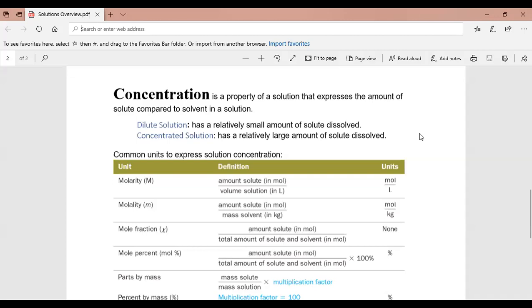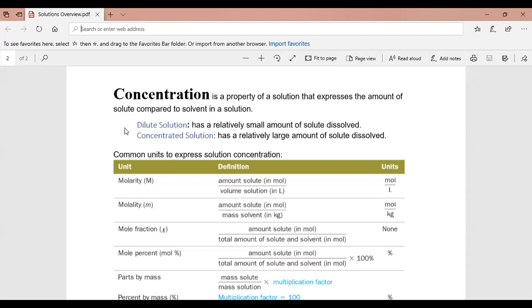The next part of this deals with concentration. This is a property of a solution that expresses the amount of solute compared to the solvent in a solution. Some qualitative terms that we've already discussed would be a dilute solution, which has a relatively small amount of solute dissolved, versus a concentrated solution that has a relatively large amount of solute dissolved.